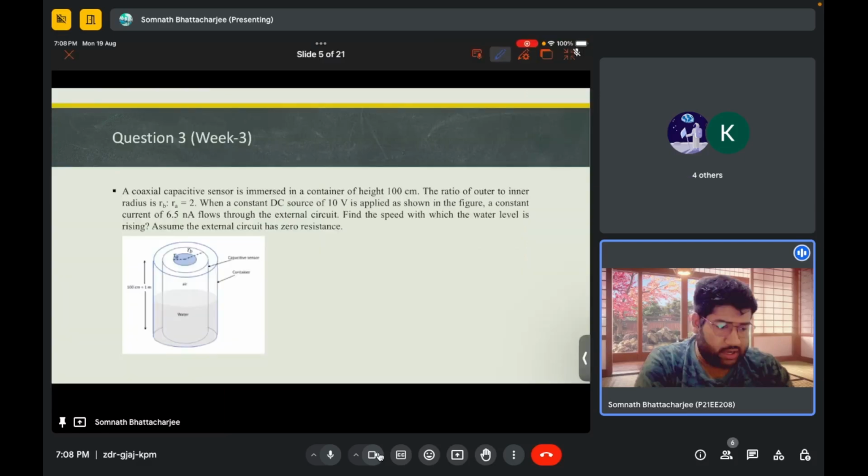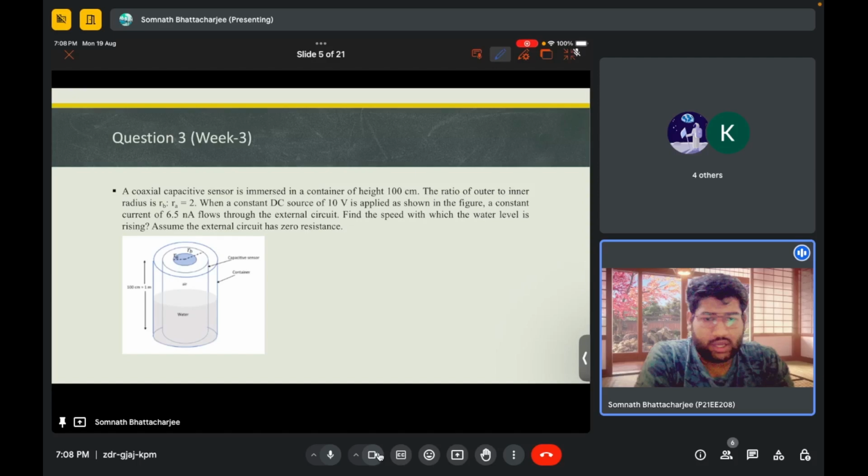The ratio of outer to inner radius, RB by RA, was given as 2. A constant DC source of 10 volt is applied as shown in the figure, and a constant current of 6.5 nanoampere flows through the external circuit. We need to find the speed with which the water level is rising in this coaxial container. There was also an assumption that the external circuit has zero resistance.